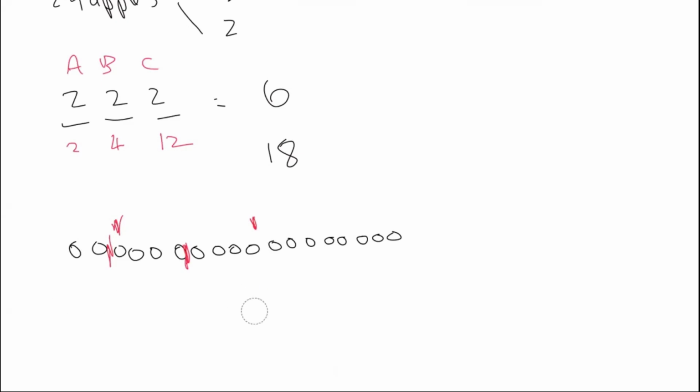So now all we need to do is find how many ways there are for me to put the dividers down so that we can divide up the apples. And how we can think about this is that we have 18 apples and we have two dividers. And I need to find out how many ways there are to arrange them.